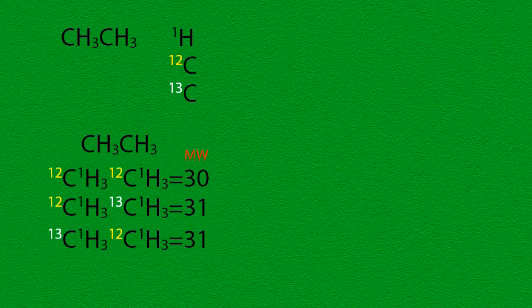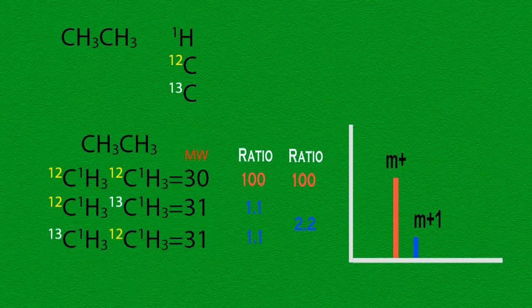Example 2. Let us see a molecule that contains two carbon atoms, ethane, CH3CH3. The probability of the carbon isotopes in the molecule is listed and the percentage for the molecule is calculated as 100:2.2. When we analyze this sample in the mass spectrometer, the M+ and M+1 peaks indicate the ratio of 100:2.2.